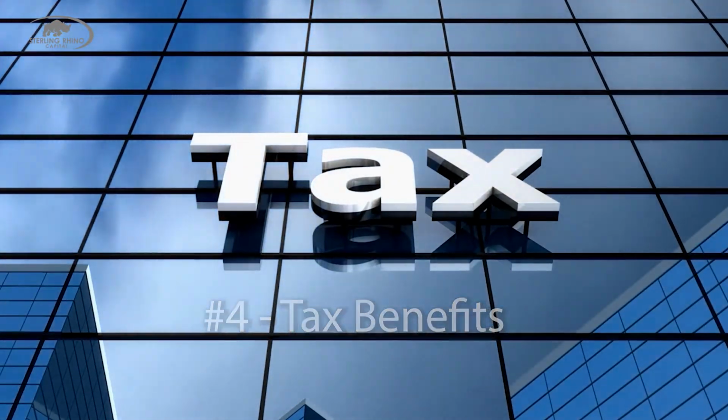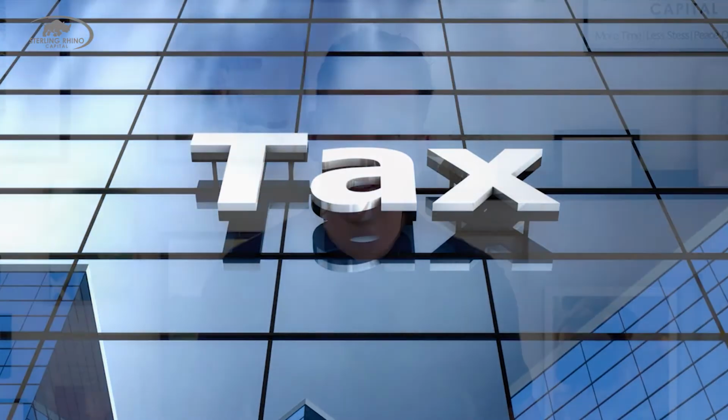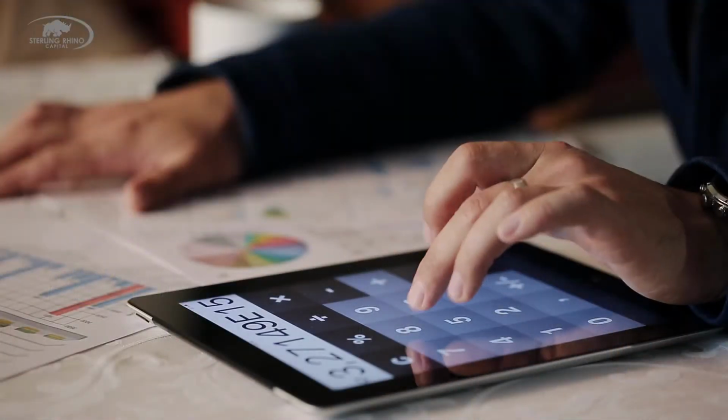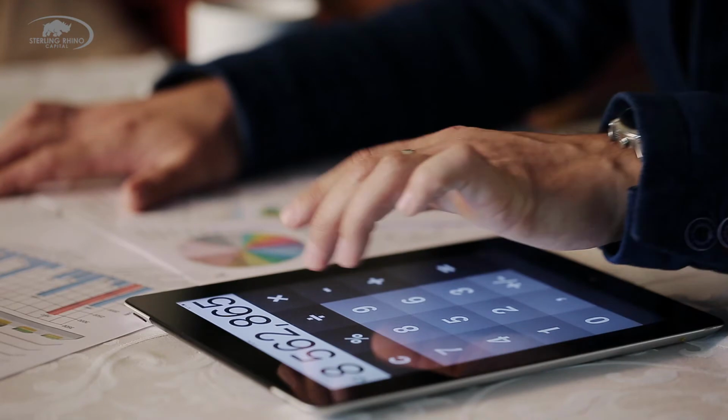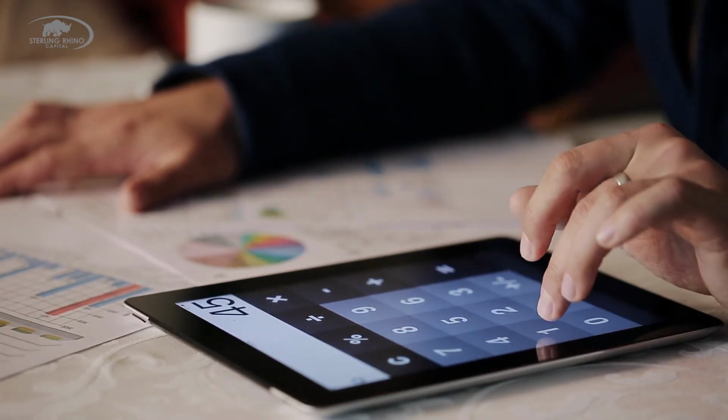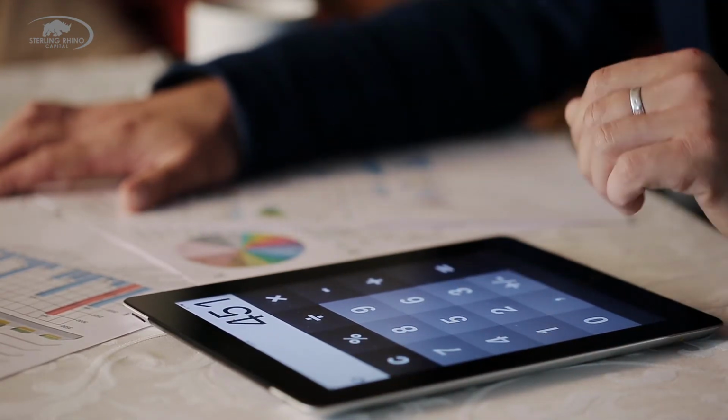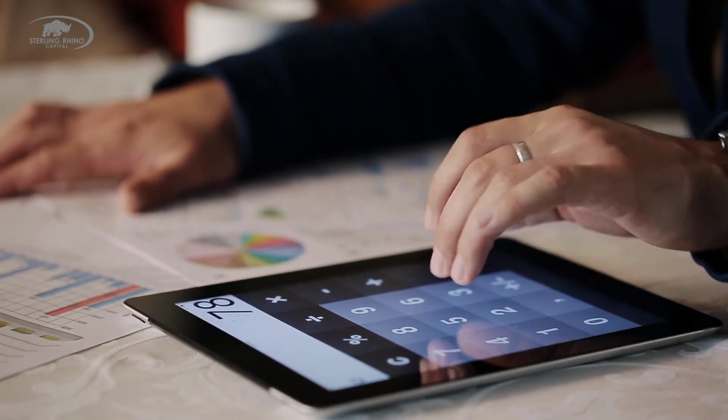Number 4, tax benefits. You don't get to do anything these days with your money without some sort of tax implication. Investing in real estate syndications is no different. As a passive investor, you are part owner in an underlying asset, which means you get a share of the tax benefits. One of the largest ones is accelerated depreciation through cost segregation.